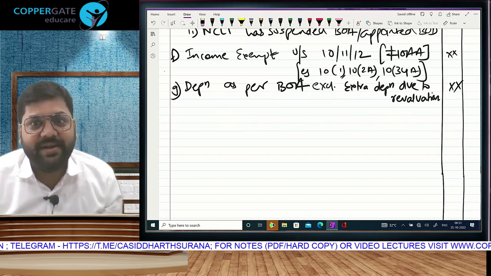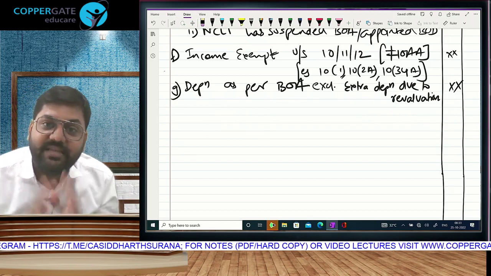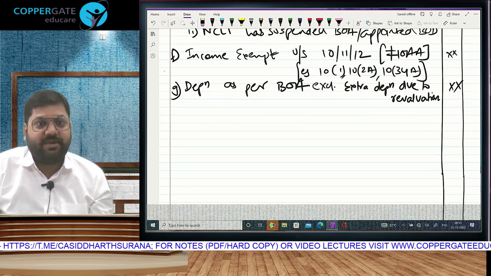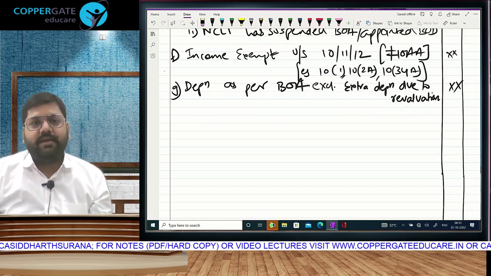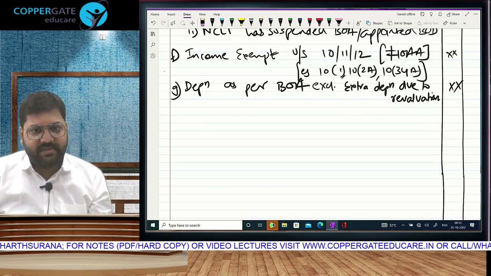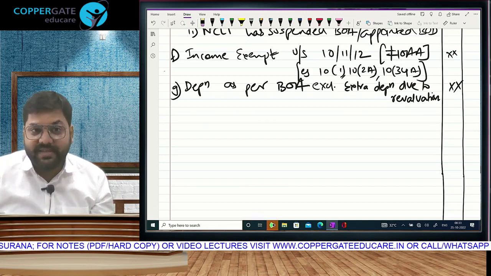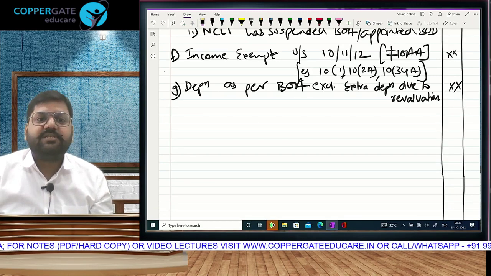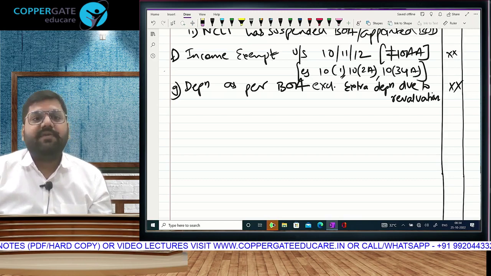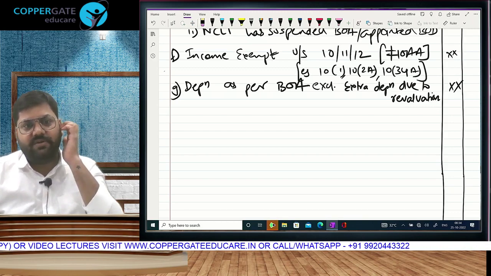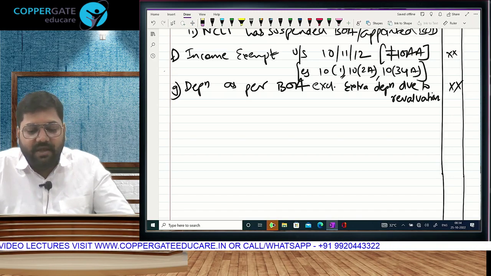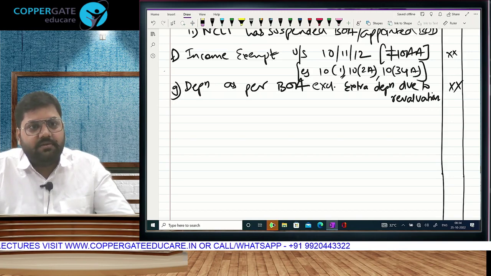Together, our two entries of depreciation are disallowing our revaluation ka extra depreciation. Can you agree with this? That's our target in these two depreciation ka adjustments. We just wanted to disallow our depreciation due to revaluation. Only that much was our target. Have we successfully done that?